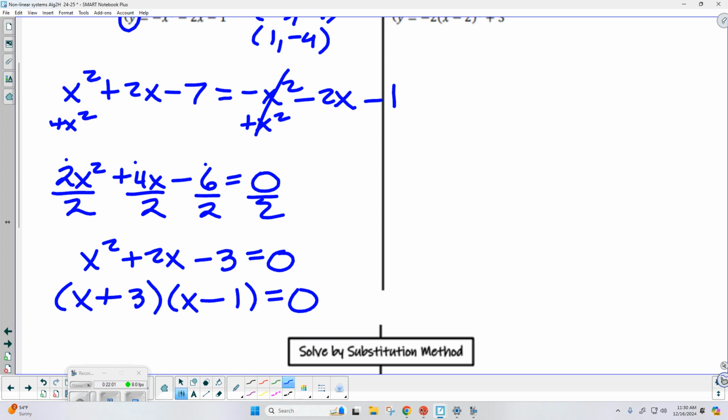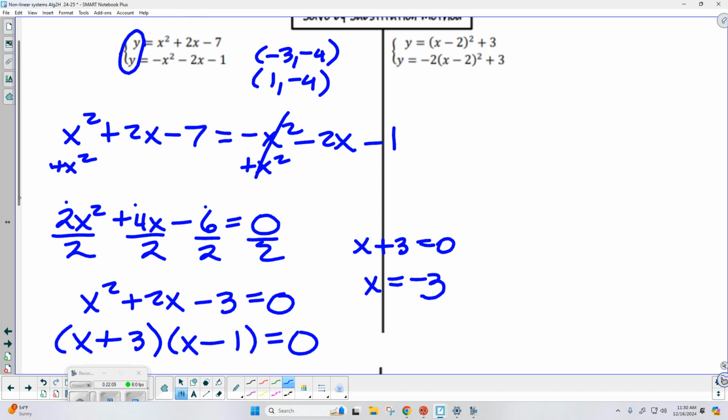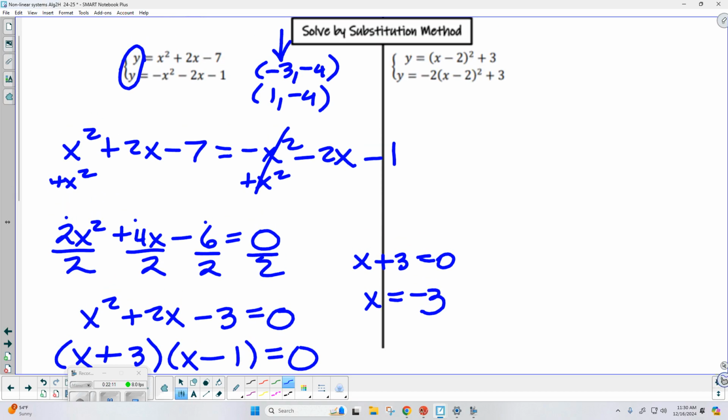What do I do with each of those groups? Set them equal to 0. So if x plus 3 is equal to 0, x equals negative 3. See, that's the x value for one of those solutions I'd gotten. If x minus 1 is equal to 0, x equals 1. See, that's where the other one came from. Well, where do you think I'm going to get the negative 4s?